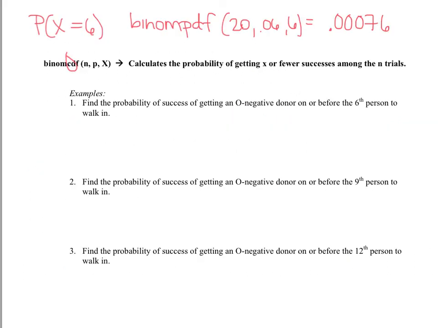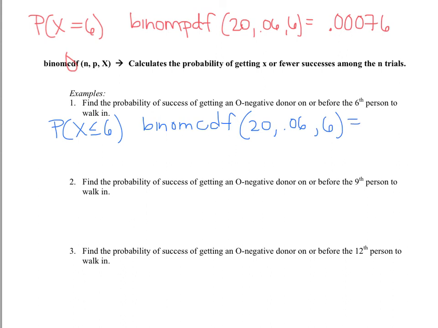Now we are going to calculate the probability of getting X or fewer successes among the N trials. So this is when I'm going to use cumulative. So find the probability of getting an O-negative donor on or before the 6th person to walk in. So we want on or before the 6th person, so I'm going to set it up like that. And then show what I'm doing in my calculator, CDF. Again, I have 20 people. Probability is 0.06, and I want the 6th person. When I do that in my calculator, I get 0.99989. So a pretty near perfect chance that I will have somebody on or before the 6th person.